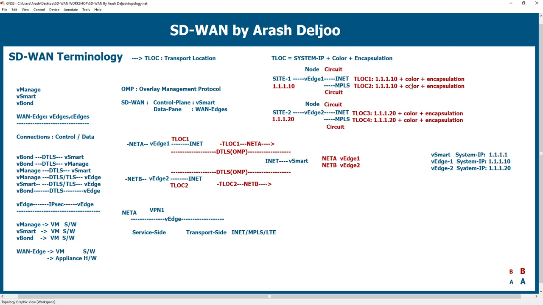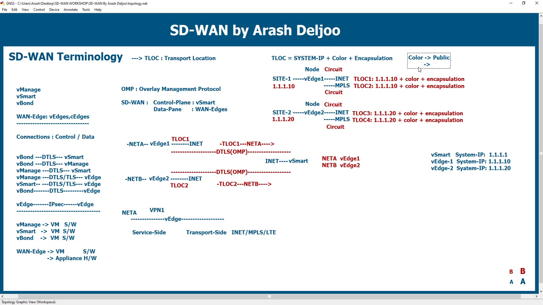But for now, color is a tool that we can use to make the TLOC unique. How can we make a TLOC unique with color? For example, we have some predefined colors. Let's mention here: color has two types, public color and private color.